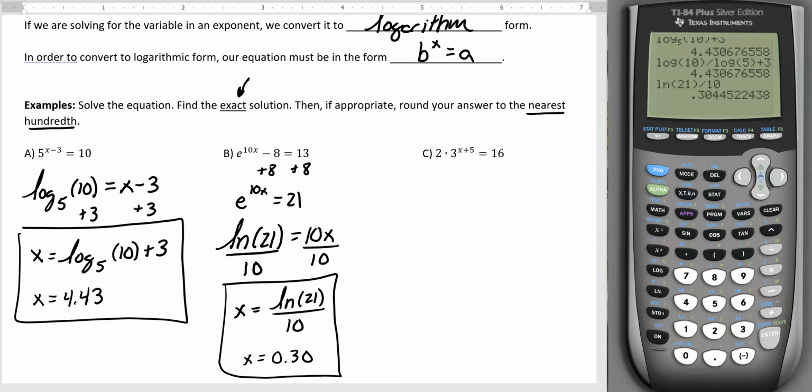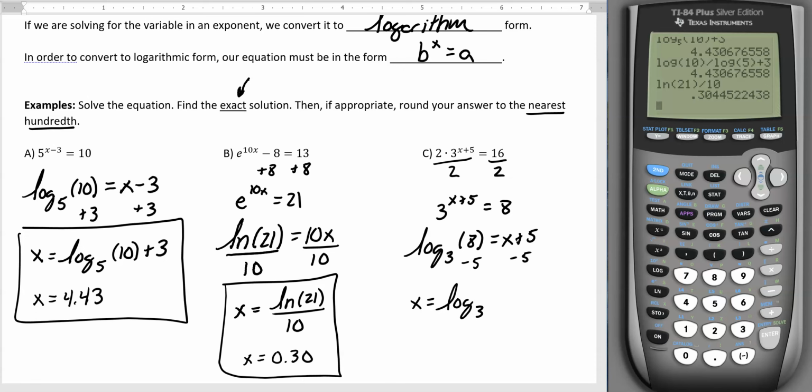All right, so hopefully we noticed we can't change the base, right? We got to get rid of this 2 times 3 to the x plus 5. So I'm going to start by dividing both sides by 2. So I will have 3 to the x plus 5 equals 16 divided by 2 is 8. And now from here we can convert it to a logarithm. So it would be log base 3 of 8 equals x plus 5. To get x all by itself, just subtract 5 from both sides. So I have x equals log base 3 of 8 minus 5.